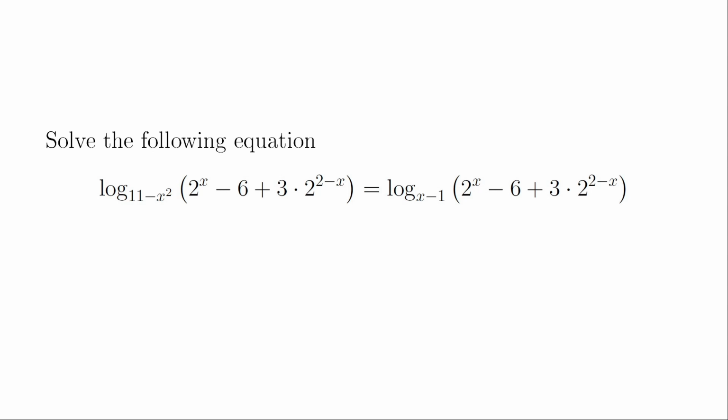And now the English version. Solve the following equation. The logarithm of 2 to the power x minus 6 plus 3 times 2 to the power 2 minus x with base 11 minus x squared equals the logarithm of the same expression with base x minus 1. I will now give you a couple of seconds to pause the video in case you want to first try and solve the problem yourself.